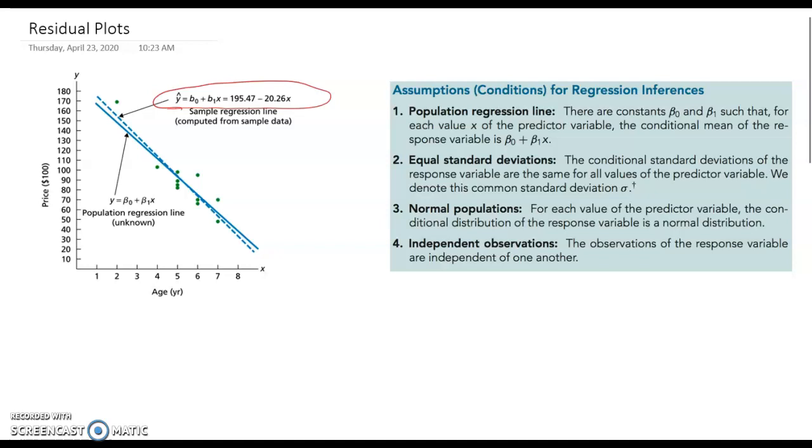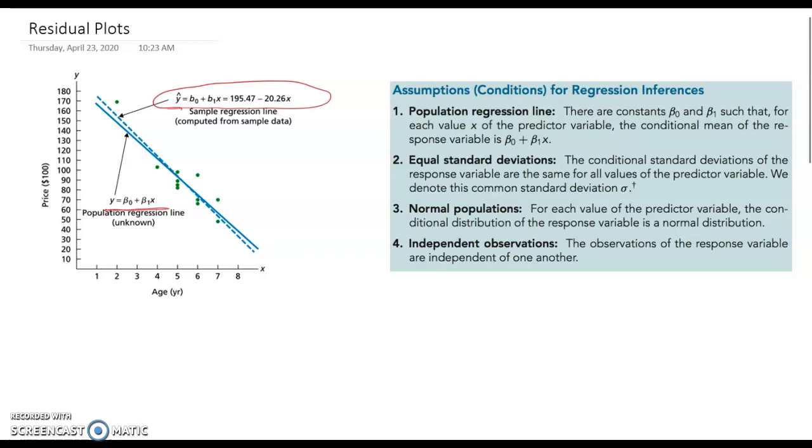But somewhere, which is unknown, unless of course we had every possible data value that exists, is a population regression line. And we don't know what that is. It exists somewhere. Hopefully it will be very close to the regression line we got from our sample. But just so you can see the difference in how we write the population regression line, we're now talking about a capital B sub 0 for the y-intercept and a capital B sub 1 for the slope and just y. Again, this is unknown.